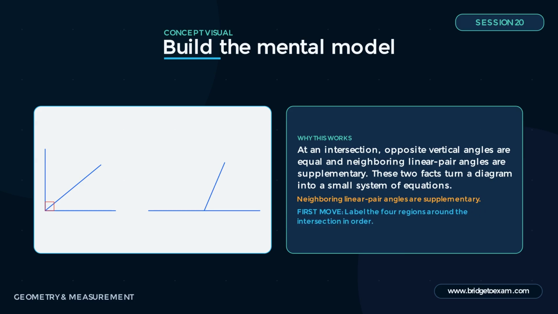First, label the four regions around the intersection in order. Second, connect opposite regions as vertical pairs. They are equal. Third, connect neighboring regions as linear pairs. They total 180 degrees. Finally, solve one relationship, then alternate the two angle values around the intersection as a check. Do not skip the final check simply because the calculator produced a number.